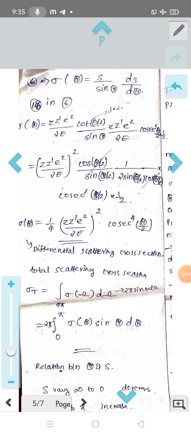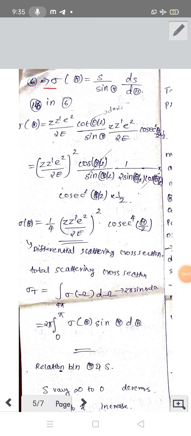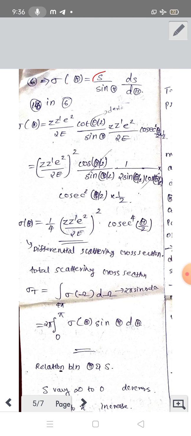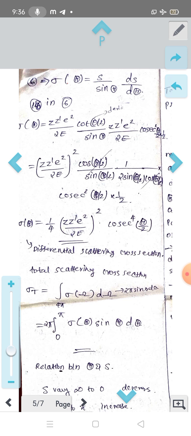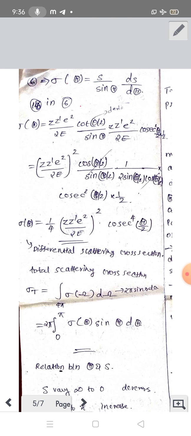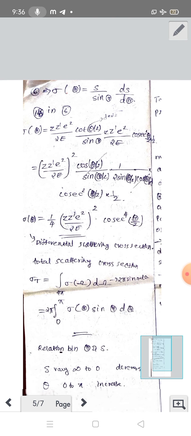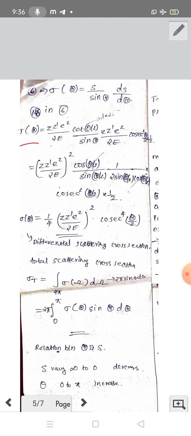Now we have the relation for the scattering cross section sigma of theta. Sigma of theta is equal to, from equation number 6, s by sine theta into ds by d theta. Now we found out what is the impact parameter s in terms of scattering angle theta. Now substitute equation number 16 in 6. So we will get sigma of theta.